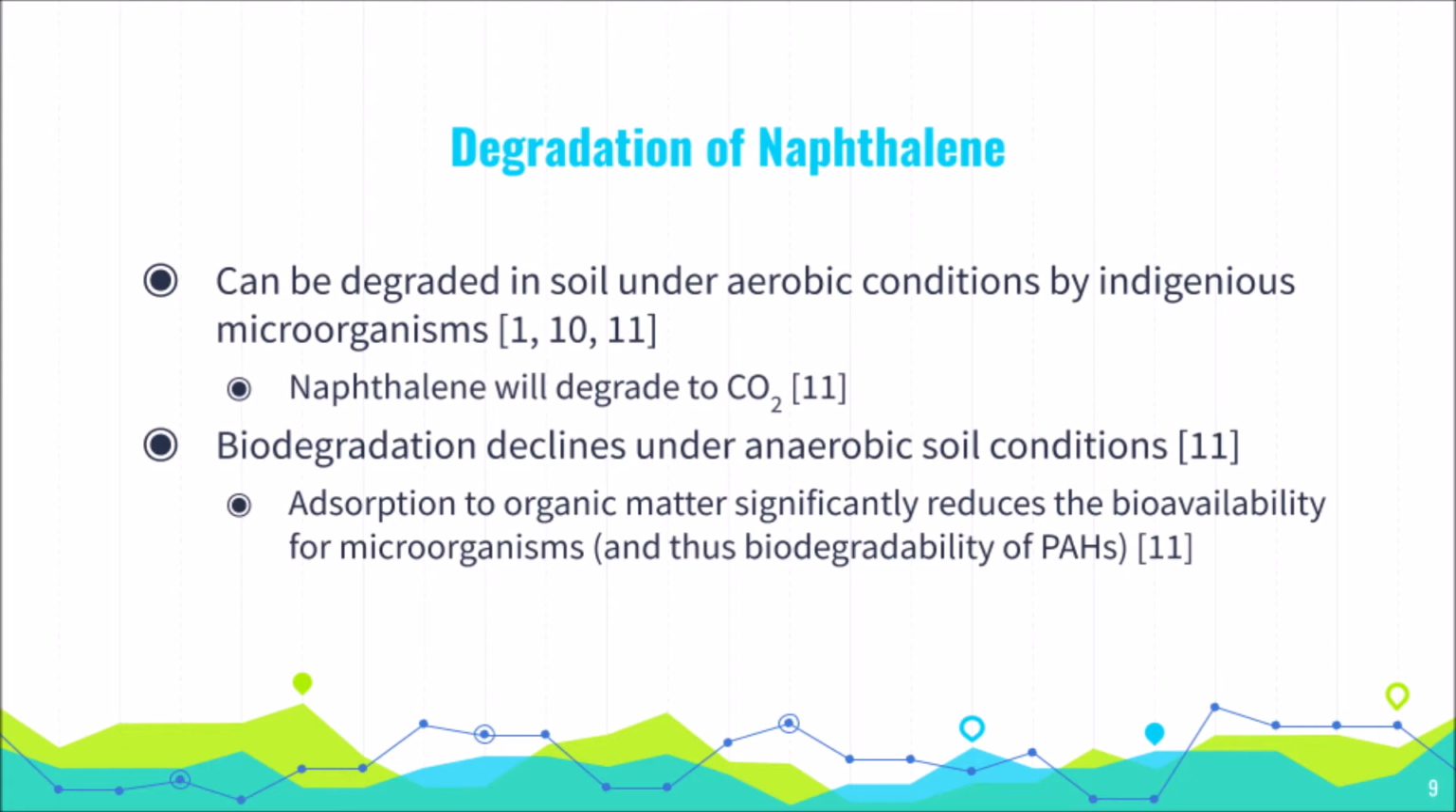Depending on the soil conditions present, naphthalene can be degraded in the soil. Under aerobic conditions, indigenous microorganisms will degrade naphthalene to carbon dioxide, and under anaerobic conditions, biodegradation will begin to decline, and this is because naphthalene will adsorb to the organic matter in the soil, which reduces the bioavailability for microorganisms, which will result in reduced biodegradability of PAHs.